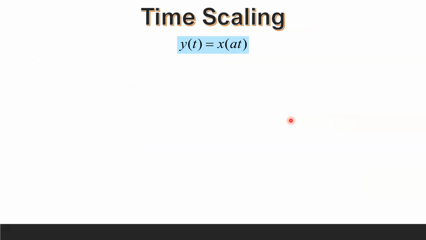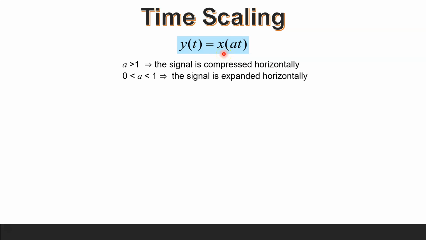Next one, we'll look at time scaling, which is given by this equation. y(t) is the signal that results from scaling the time of the original signal x(t). If A is greater than 1, it means the signal is compressed horizontally. If A is between 0 and 1, it means the signal is expanded horizontally.